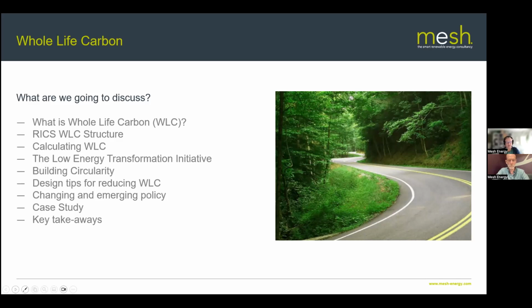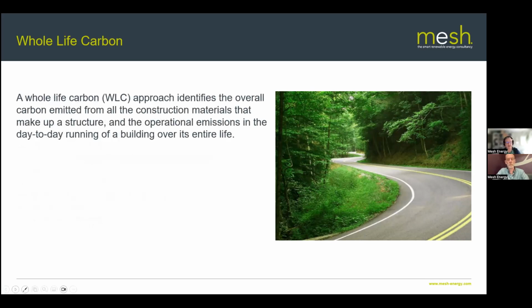And then we'll touch on building circularity, some design tips for reducing whole life carbon, but I think more importantly, changing and emerging policy in this area, which I think will be really quite interesting. And then we'll go through a case study for a project that was completed not too long ago, and we'll sum up with some key takeaways and any questions you might have.